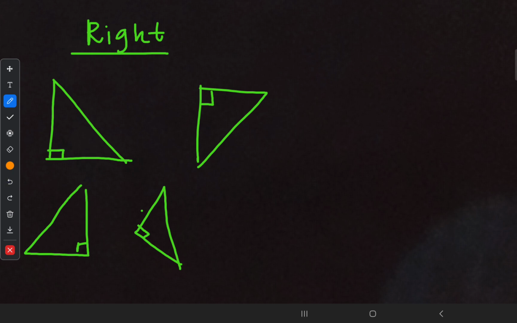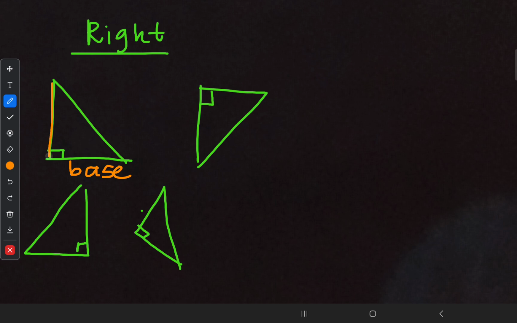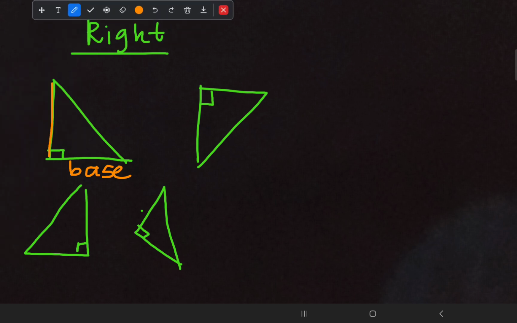To find the area of a right angle triangle, we have to use one side as our base and the perpendicular height. In previous cases, in acute cases, we studied that the perpendicular height should be located inside the triangle. But in right cases, the perpendicular height should be one side of the triangle. This is our perpendicular height in this case.